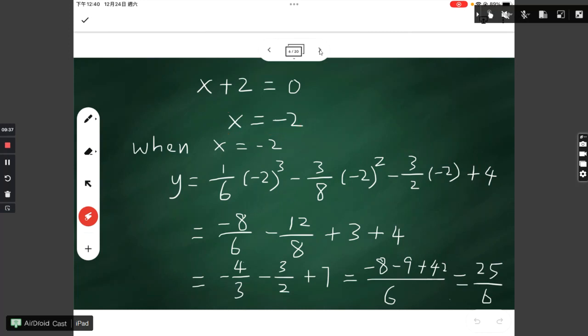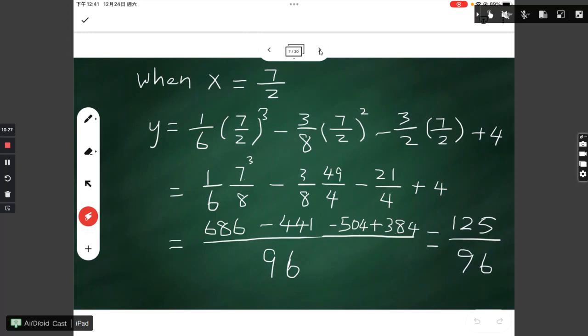We're going to work with x equals -2 first. When x equals -2, what is the corresponding value of y? That y is the y coordinate when x equals -2. Doing the substitution, you have 1/6 times -2 to the third, minus 3/8 times -2 to the second power, minus 3/2 times -2, plus 4. Simplifying the whole thing, this becomes 25/6. So x equals -2, y equals 25/6 is one of the points at which the gradient is equal to 2.